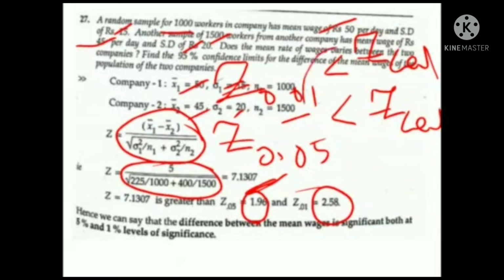In both the cases it is less than. Whenever we have the critical values greater than, then we don't take it. Anyways, in this case, what is the inference? Hence we say that the difference between the mean wages is significant both at 5% level and 1% level of significance. And we have the second part of the problem, that is to find the 95% confidence limits.